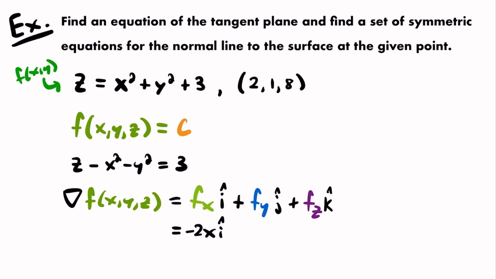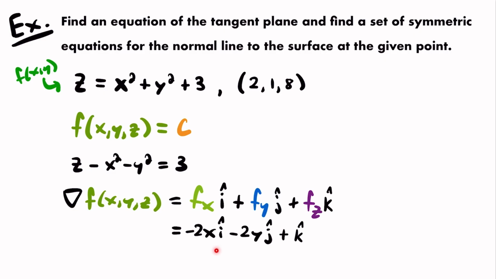All right, but then for fy, z and negative x squared are constant terms, their derivatives are 0, but then negative y squared, the derivative of that would be negative 2y. So we have minus 2y times j plus fz, or the partial with respect to z, and negative x squared and negative y squared, they would be constants with respect to z, so their derivatives are 0, and then the derivative of z is 1. So we have plus 1k, or just k.